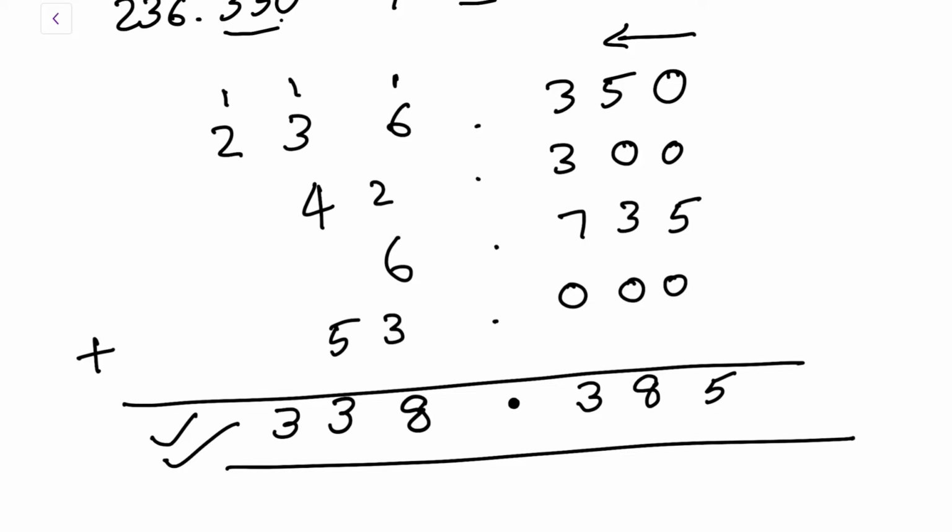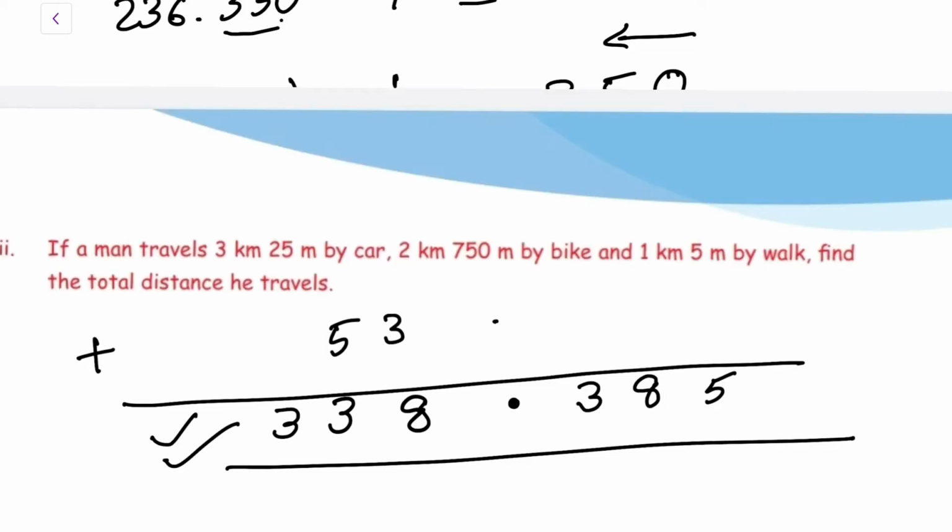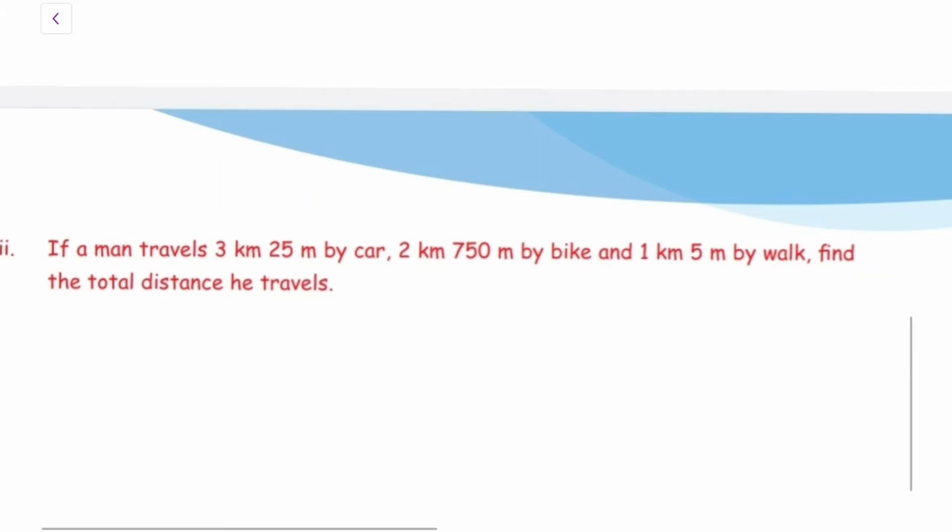Now let's look at addition of decimals, but this time we are looking at a word problem. Have a look at this problem. If a man travels 3 kilometers 25 meters by car, 2 kilometers 750 meters by bike, and 1 kilometer 5 meters by walk, find the total distance he travels.